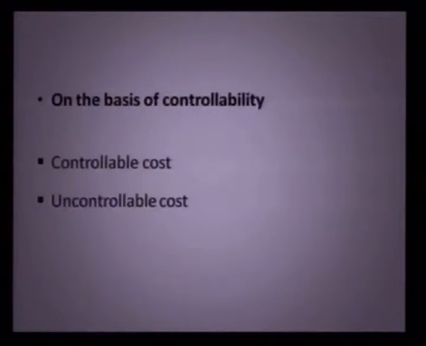Then you can divide costs on the basis of controllability. There are some costs which you can control by adopting more scientific methods. You can control costs by reducing wastage. With more precision you can reduce the cost. Sometimes you can control the cost, but sometimes cost is not under your purview.